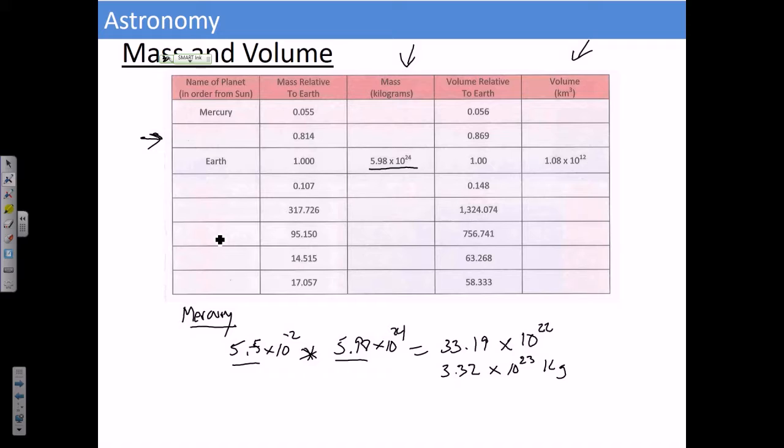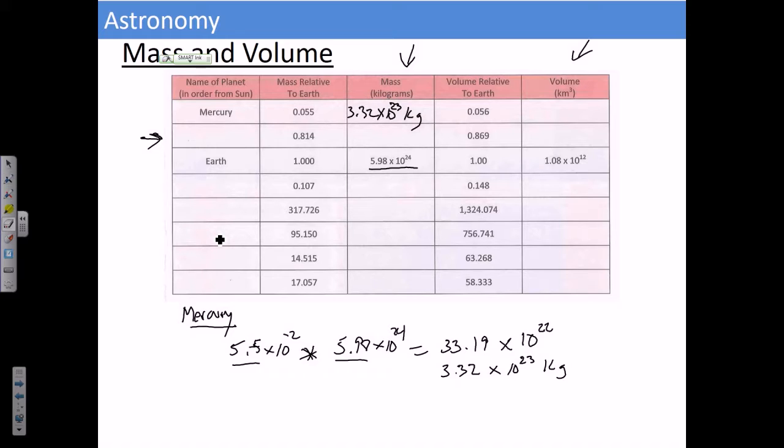So that is our mass. Now, we also want to calculate the volume for Mercury, so I'm going to go ahead and write the mass in here. Mass is going to be 3.32 times 10 to the 23rd kilograms. Okay. Next step is to do the volume.